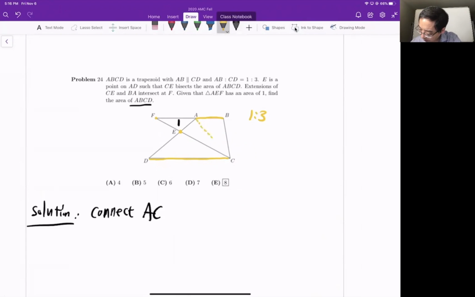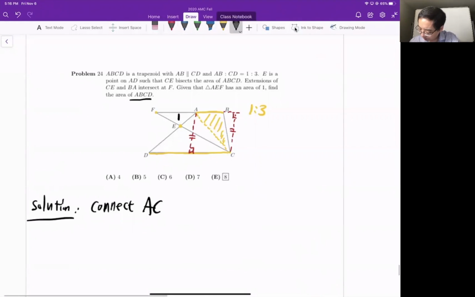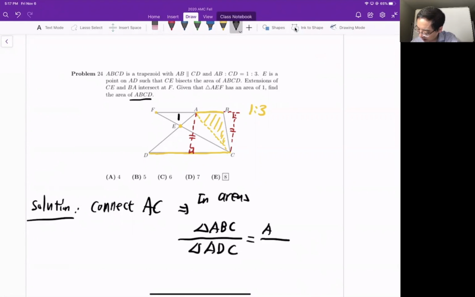We connect the points A and C and look at triangle ABC. The point is, if you look at ADC and CAB, they have the same height. If I choose AB as the base, the height is the same because AB and CD are parallel. And from here, we derive in areas, the triangle ABC over the triangle ADC equals AB over CD, which is 1 over 3.